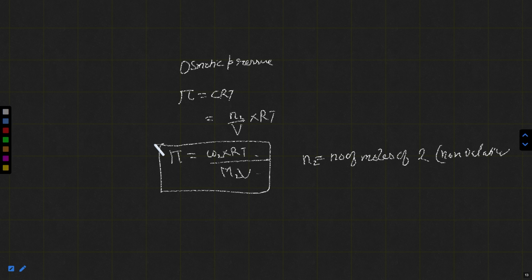For now you should remember all these four formulas, which are elevation in boiling point, depression in freezing point, relative lowering of vapor pressure, and osmotic pressure. Next class we will use all these formulas to get a new one, which is a kind of modified version of the previous ones.